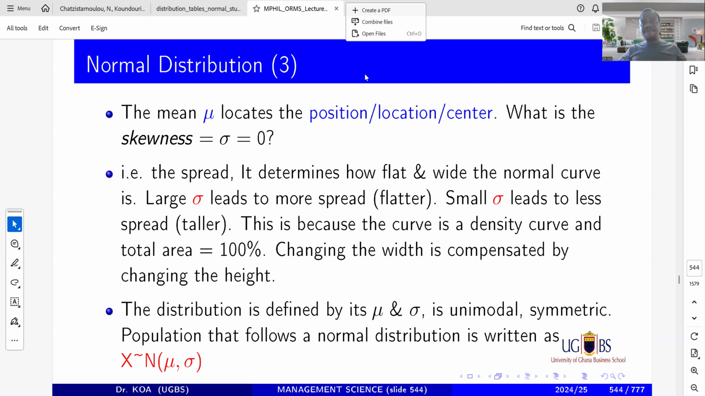The population that follows a normal distribution is written as what you see down here. Suppose we say that X, which is a random variable, which can be age, height, weight, salaries, that's X. We say that X is normally distributed. That symbol here is the tilde sign. Know it now. Tilde. Big letter tilde.